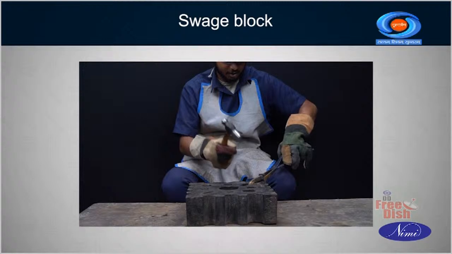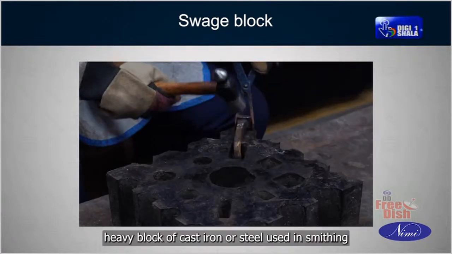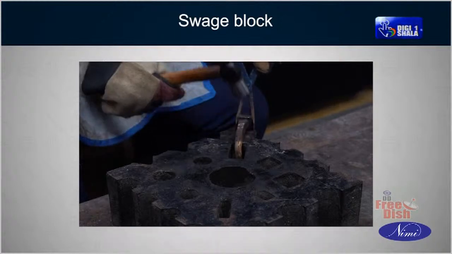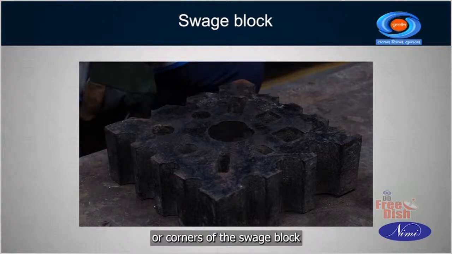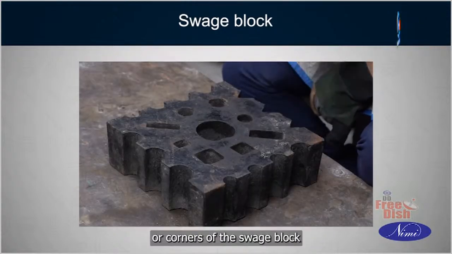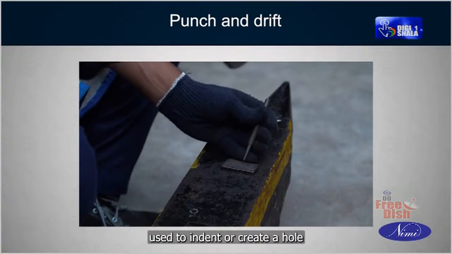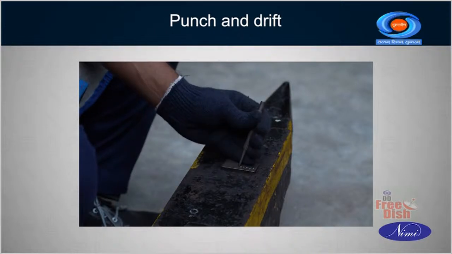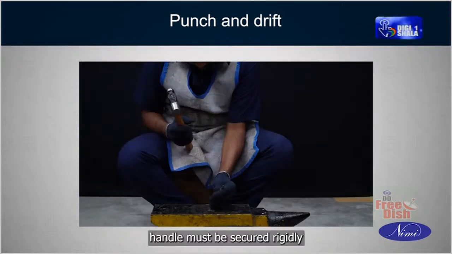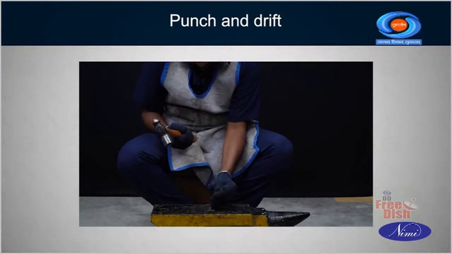A swage block is a large, heavy block of cast iron or steel used in smithing. Do not give heavy blows on the edge or corners of the swage block. A punch is a tool used to indent or create a hole through a hard surface. Handle must be secured rigidly so that the punches do not come off while working.